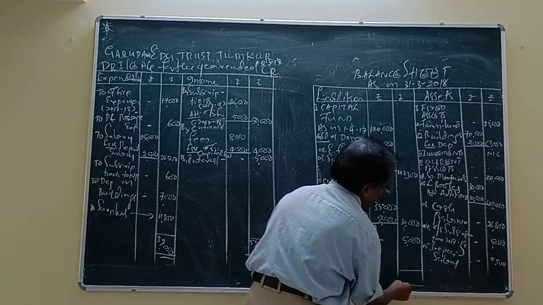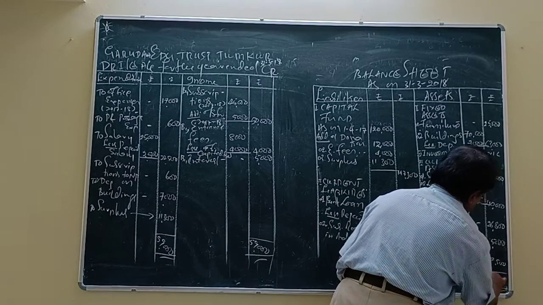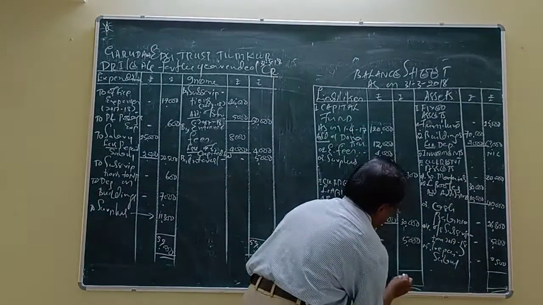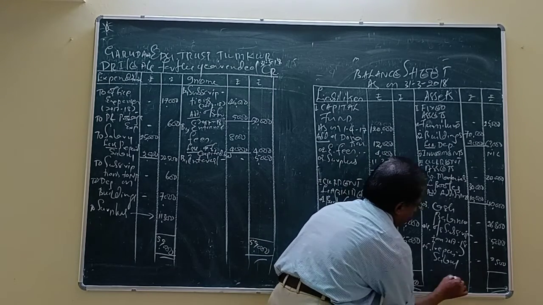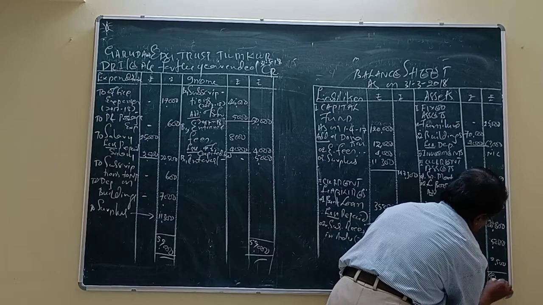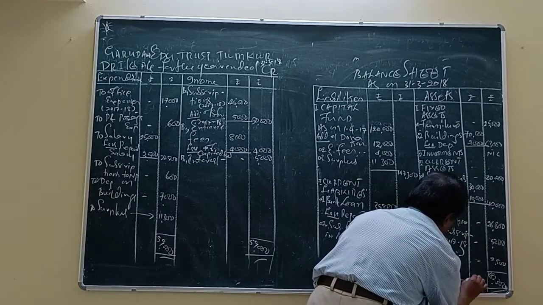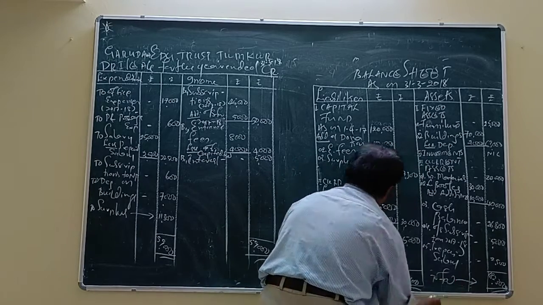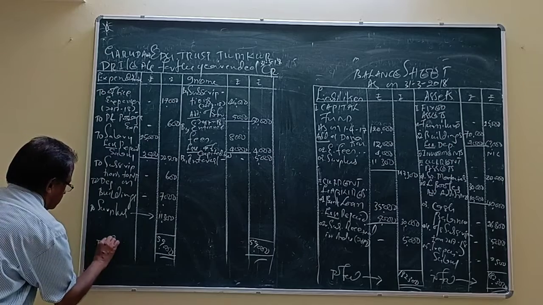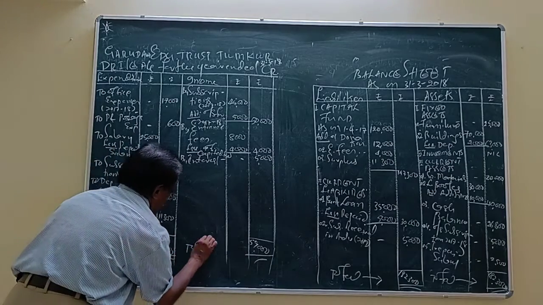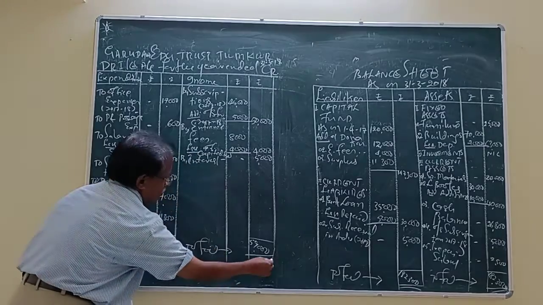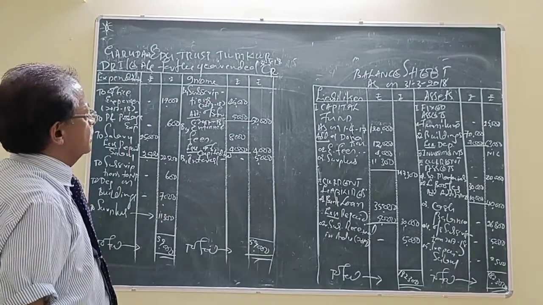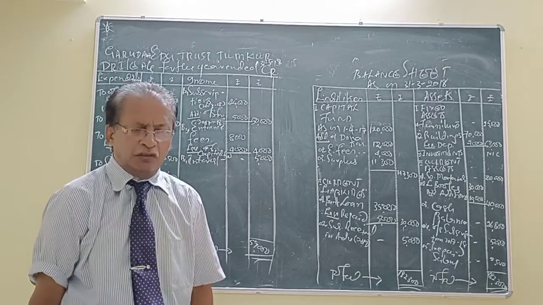Then after that, we have to find out the total of the balance sheet. Now let us see, 1,82,300. We have to use the term total on both sides. Yes, all the items are over, 100% perfect. Thank you. Let's continue tomorrow.